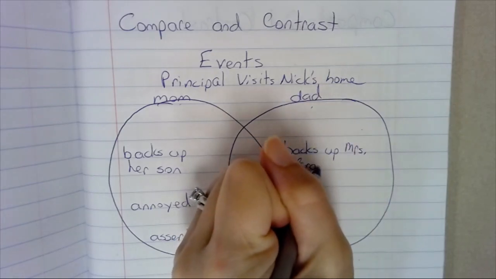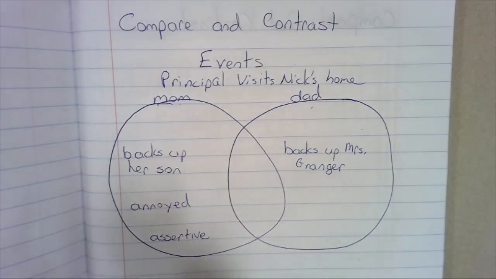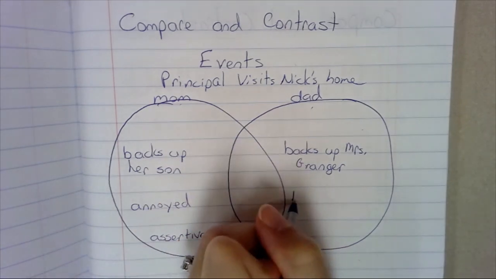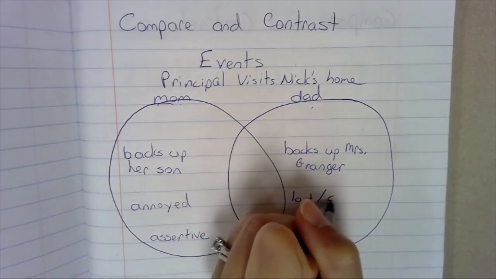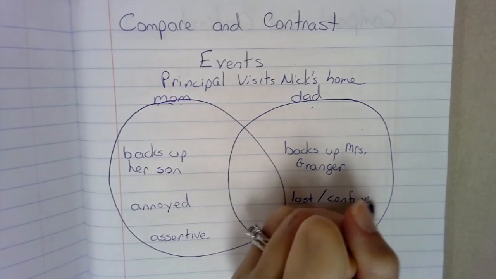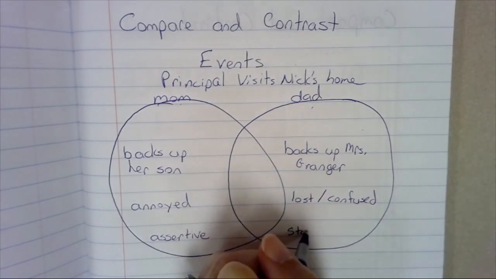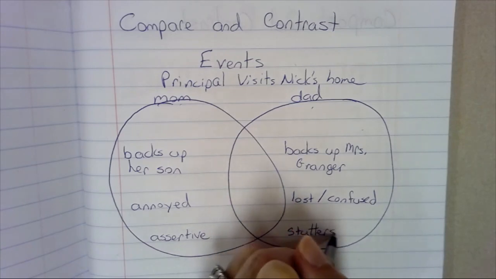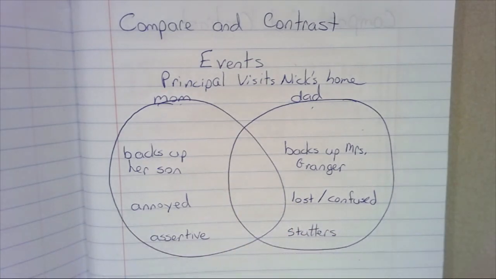Because he's like, yeah, we can't have kids going around saying ain't. And then when Nick's like, well, ain't's in that big dictionary he has, then Dad starts to be lost and confused. And he even starts stuttering. He's not assertive like Mom is. He's like, oh yeah, well, and yeah, he wasn't very assertive and he wasn't sure what to say.